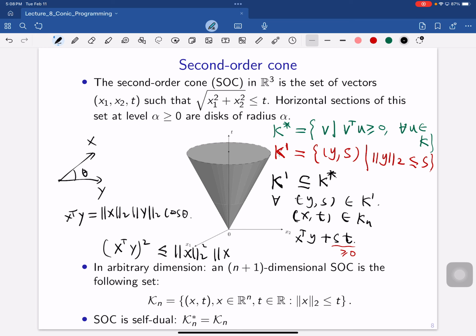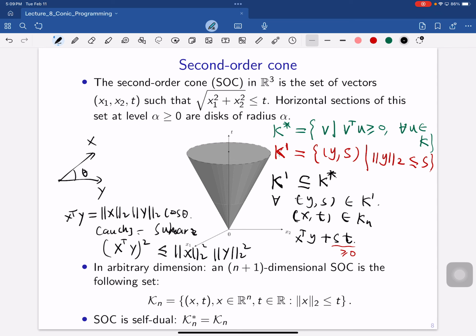the norm of y squared, right? What is this inequality called? Have you studied that before? Cauchy-Schwarz, right. So it's called Cauchy-Schwarz. I don't know if I spell it correctly. Anyways, so therefore x transpose y is less than or equal to the norm of x times the norm of y, right?